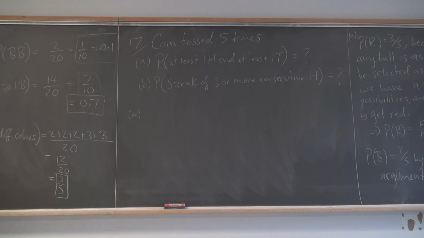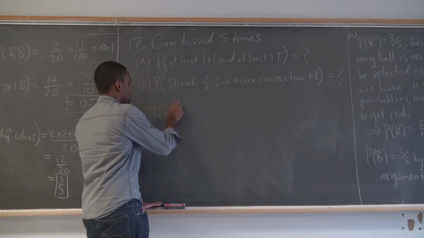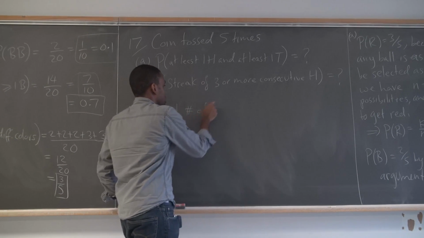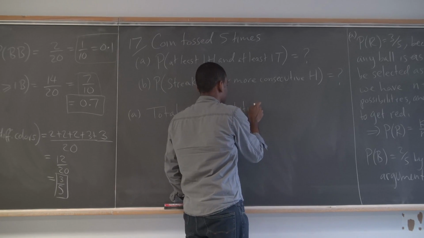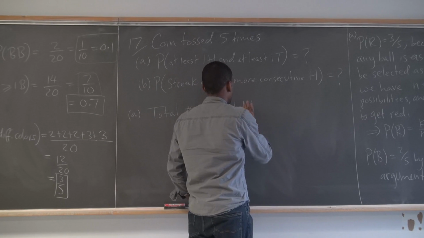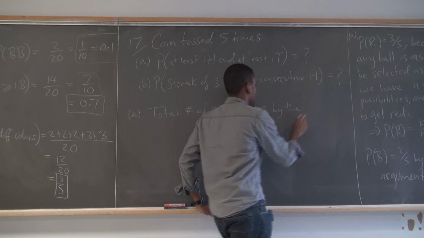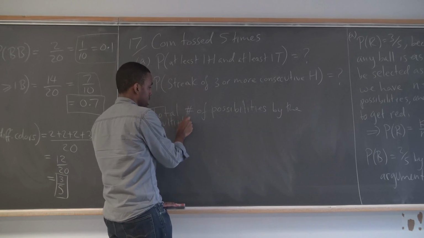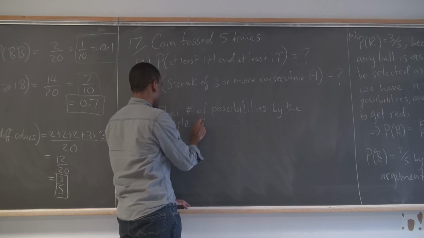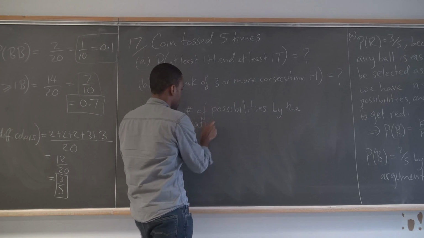We can use the multiplication rule to figure out the total number of choices, right? Total number of possibilities, by the multiplication rule. Sure, you can do a tree diagram if you want, but it's going to take a long time. Multiplication.